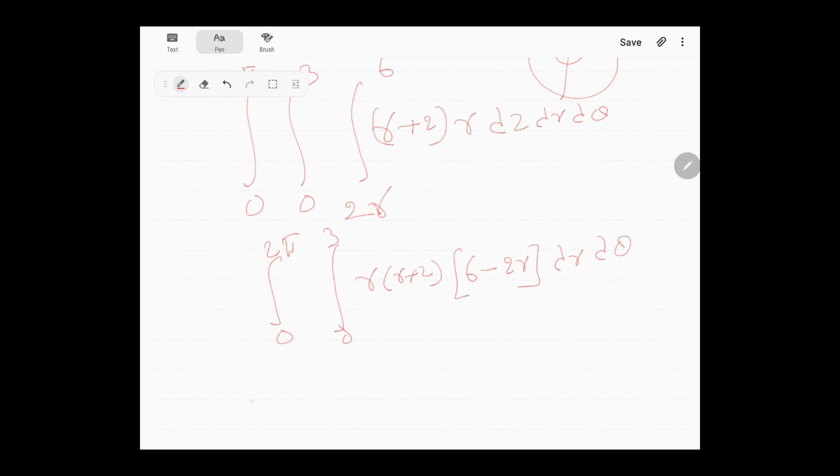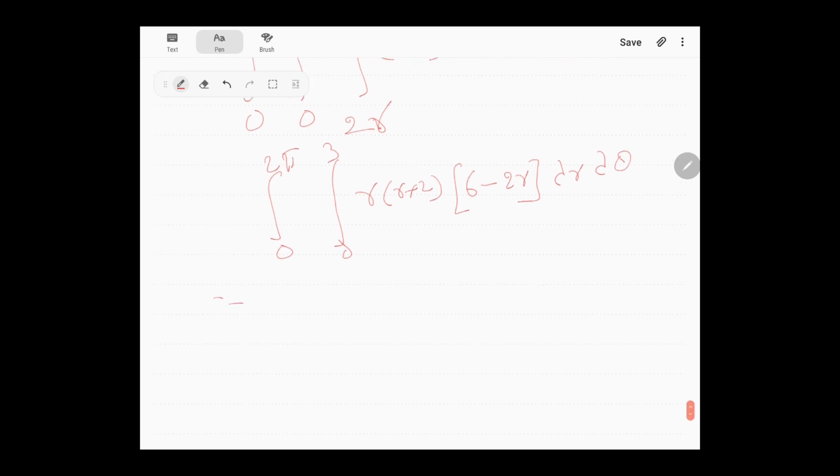I can take 2 common here. If I take 2 common, this will be 3 minus r. So the 2 will come out. Integral 0 to 2 pi, integral 0 to 3, r into r plus 2 into 3 minus r, that is 3r minus r square, and minus 2r square... that is 3r, minus r square, 3r minus 2r, that is r, plus 6, dr d theta. So this is 2 times integral 0 to 2 pi.